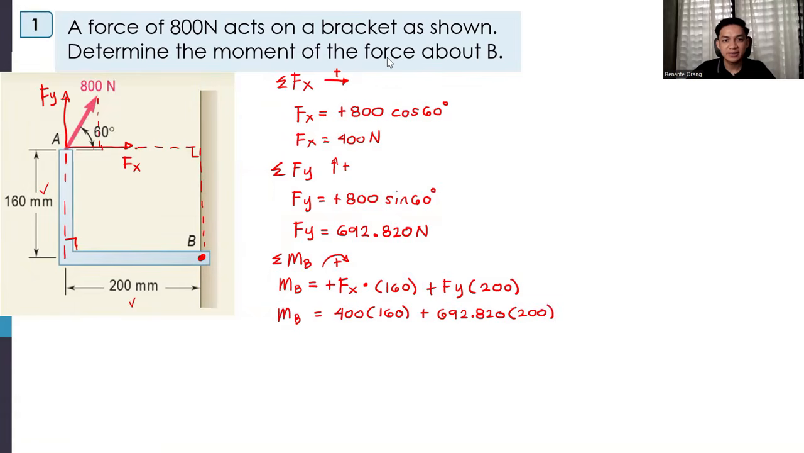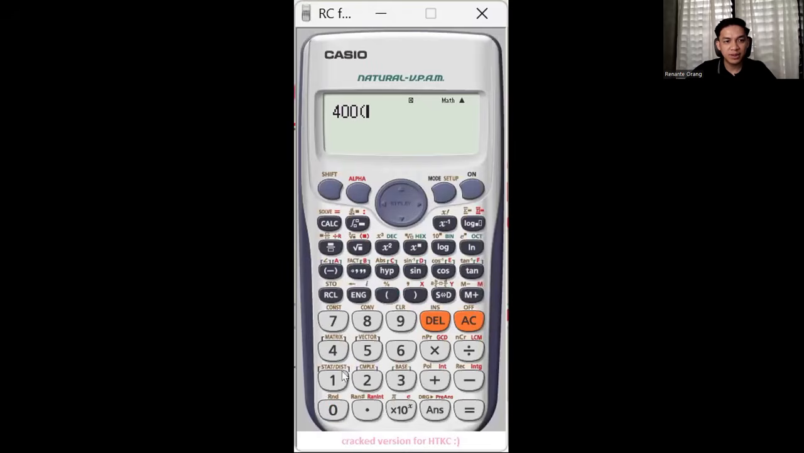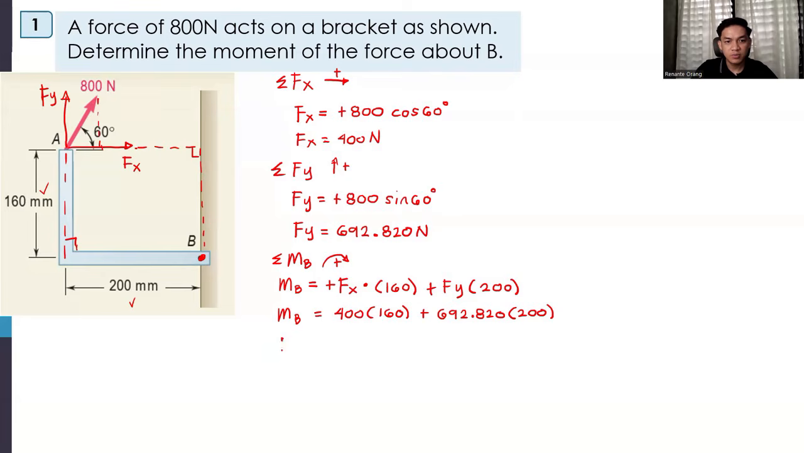Calculator po natin, class. We have 400 multiplied by 160 plus 692.820 multiplied by 200 is equivalent to 202,564 Newton millimeter. So moment at point B is equivalent to 202,564 Newton millimeter. And this is our final answer.